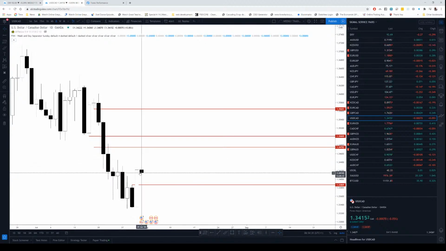Right, so let's see if we're going to get a push to the downside, and then we can target this high and that level there, and then leave a piece on to see how far it's going to go.